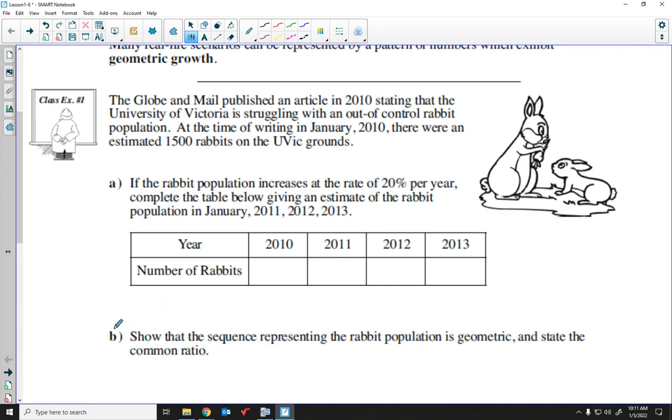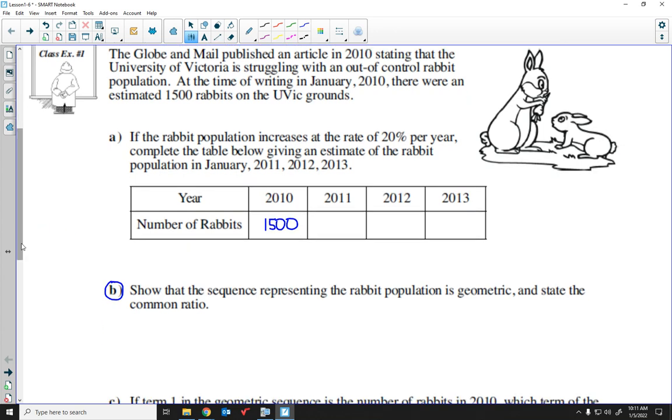We're actually going to do B first, because B is going to make it a bit easier to do these calculations. We do know, though, that we're starting with a rabbit population of 1,500. For B, to show that the sequence representing the rabbit population is geometric and state the common ratio, we're just going to calculate the common ratio based on the information that's given here.